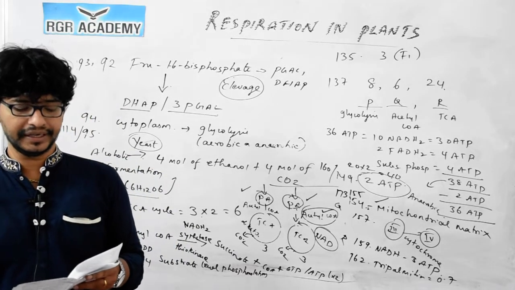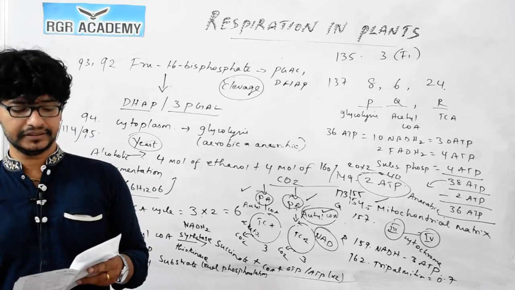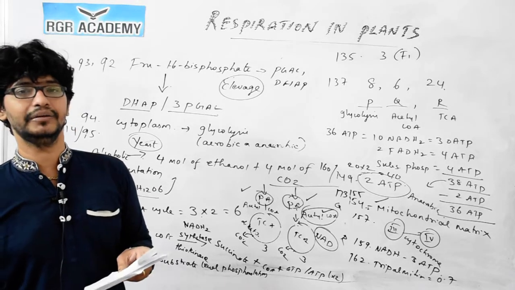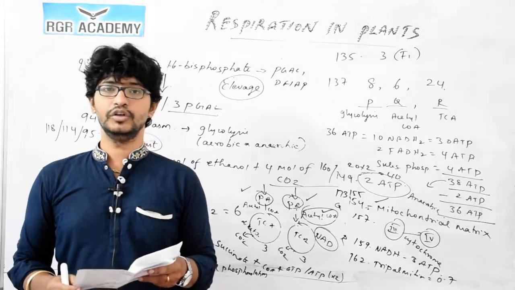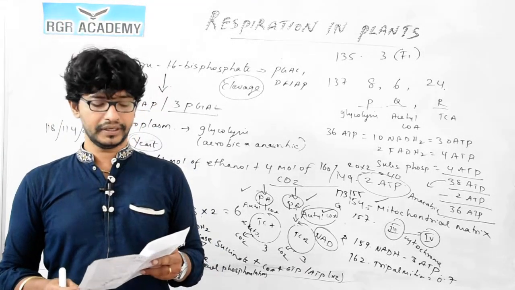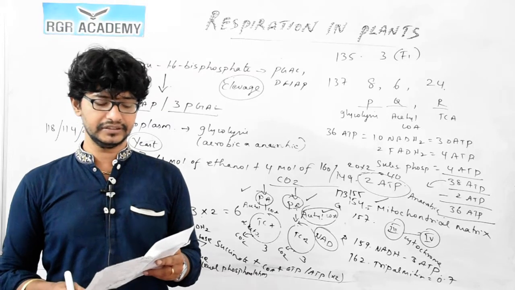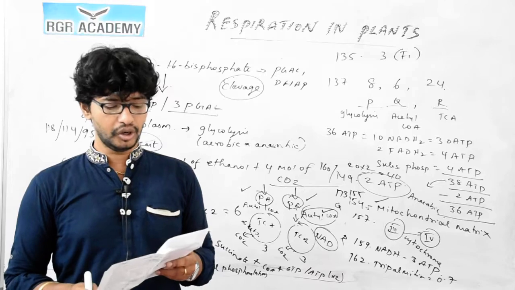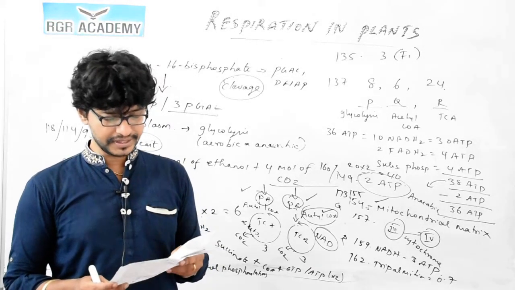Dehydrogenase enzymes mediate the conversion of citric acid to alpha ketoglutaric acid, succinic acid to fumaric acid, and malic acid to oxaloacetic acid. So, what happens? Oxaloacetate converts into citrate in the presence of citrate synthase. So, for 176, option 1 is the correct answer.